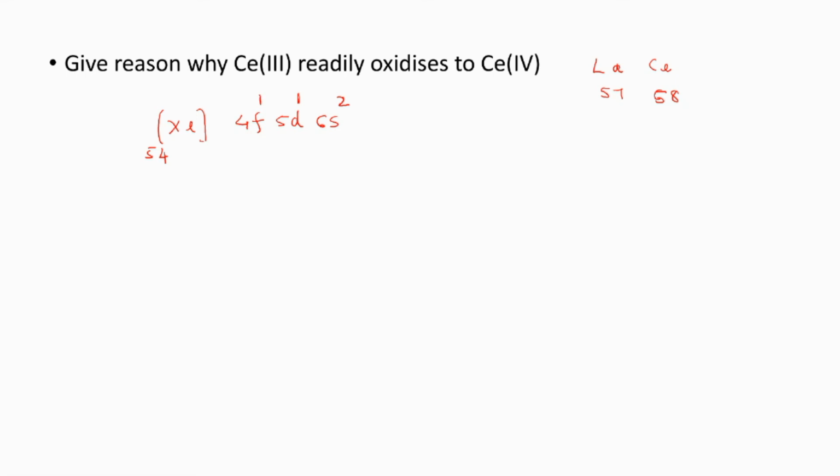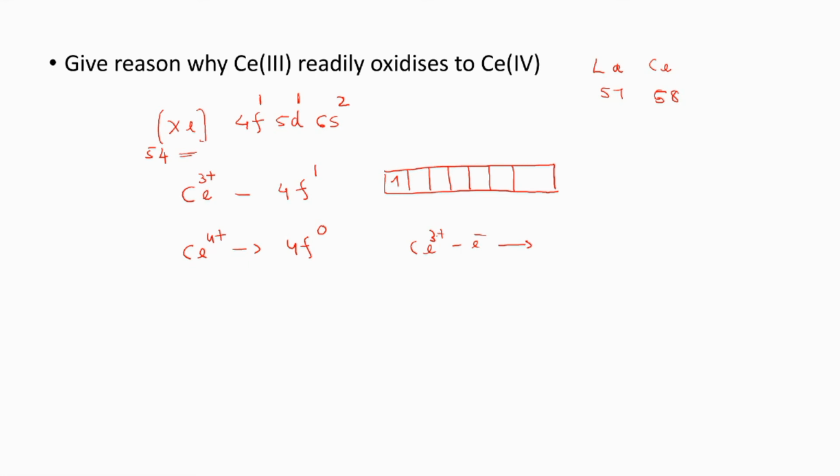Correct? Now the question is that cerium 3 plus readily oxidized to cerium 4 plus. Now write the electronic configuration of cerium 3 plus. 3 electrons are missing. So it will be having 4f1 configuration. It has got only 1 electron present in the F subshell. If it is missing this 1 electron, it can attain the inert gas configuration, which is at xenon 54. So due to that, cerium 4 plus will be having 4f0 configuration. In order to attain that, cerium 3 plus will be readily giving away 1 electron and will be getting converted into cerium 4 plus. Got it?